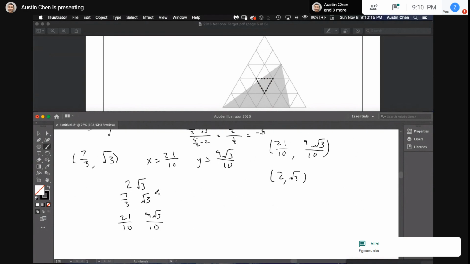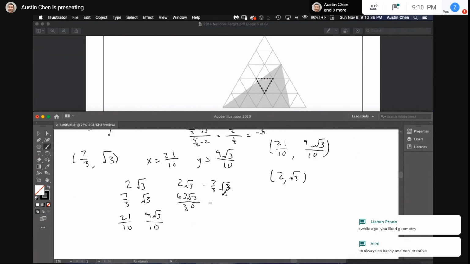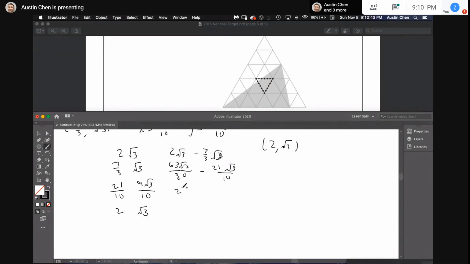All right. So then we're going to have 2 root 3 minus 7/3 root 3. And then this is kind of not very nice numbers, but yeah. We're going to have 63 times root 3 over 30 minus 21 root 3 over 10. And then here we're going to have 21 over 10 times root 3 minus 18 root 3 over 10.